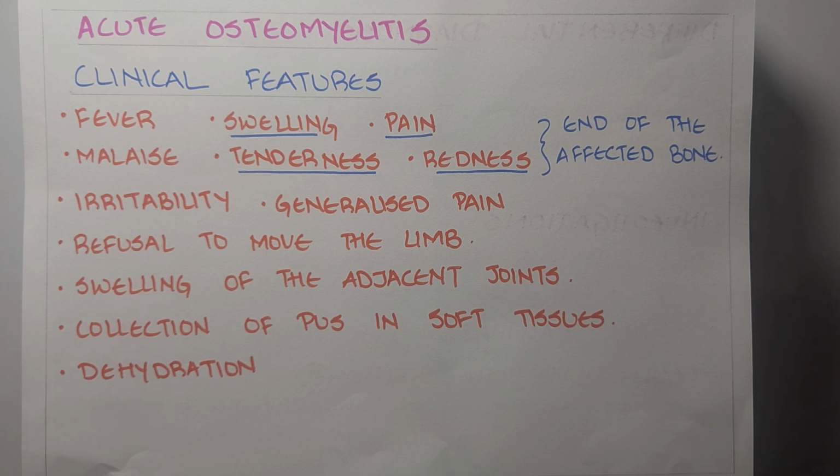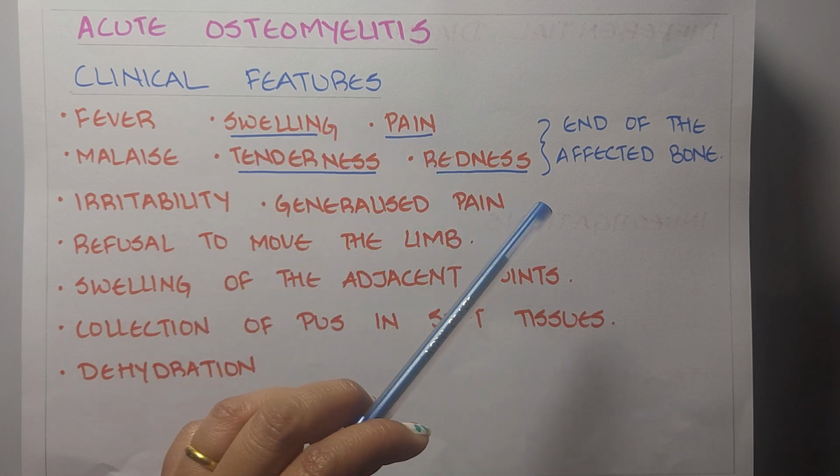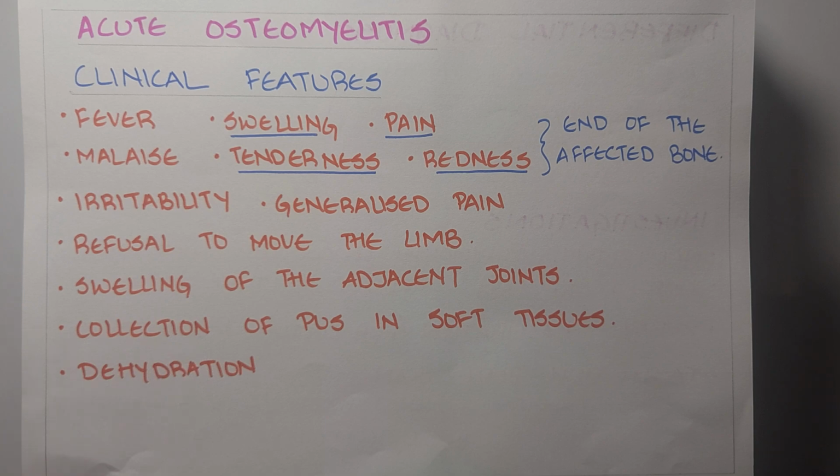So, the clinical features of acute osteomyelitis: the person, especially the young boy, as primary kind of acute osteomyelitis is common in young boys. So, the boy will present with fever, malaise, swelling, pain, tenderness, and redness is found at the end of the affected bone. The patient will be very much irritable. There is generalized pain in the entire body. The person will refuse to move the limb. There is swelling of the adjacent joints, dehydration, collection of pus in the soft tissues.